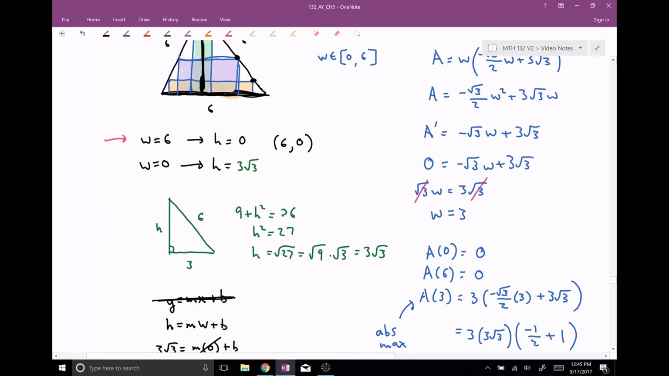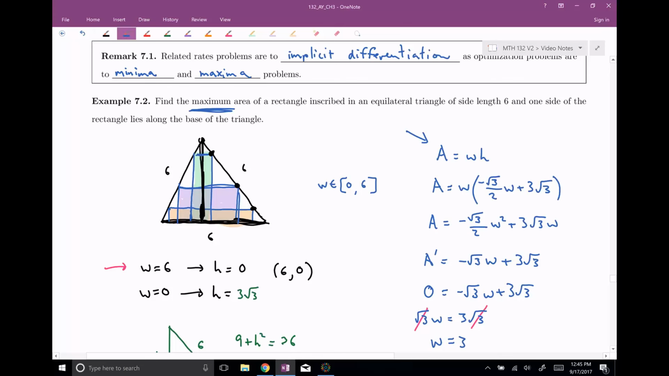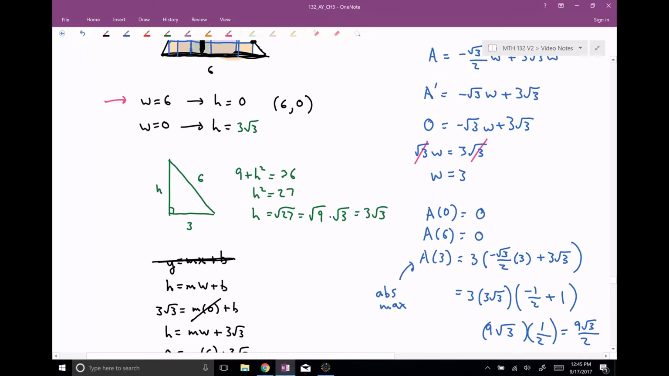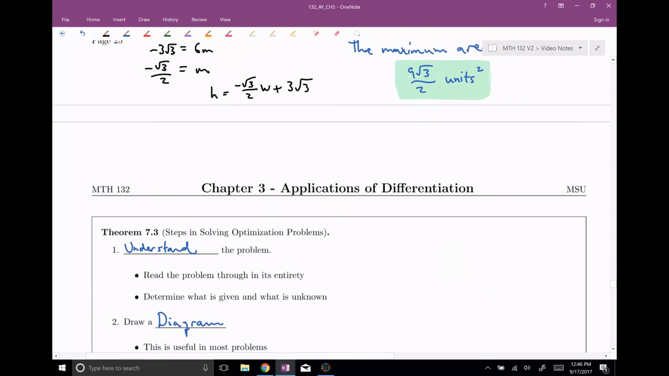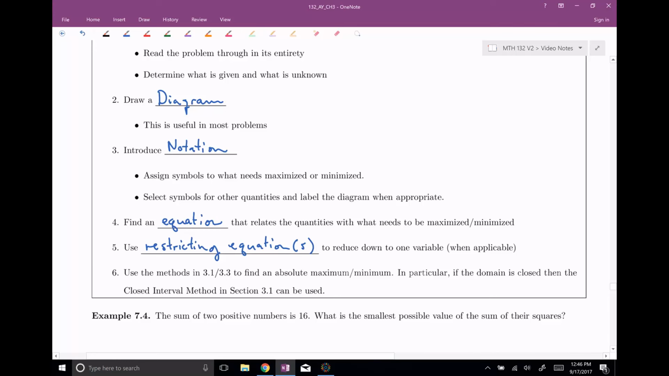So we held off on taking the derivative of this thing because we said, well, there's too many variables. We want just one variable. So we spent a lot of time here trying to figure out how are the widths and the heights related to each other, right? So that we could restrict down and just have one variable. And then finally, once we have that equation for area in this case, in terms of just one variable, then we're going to use methods in 3.1 or 3.3 to find absolute minimums or maximums, right? So that's going to be either the closed interval method, or we can use the first derivative test in some cases. So that was like 3.3.